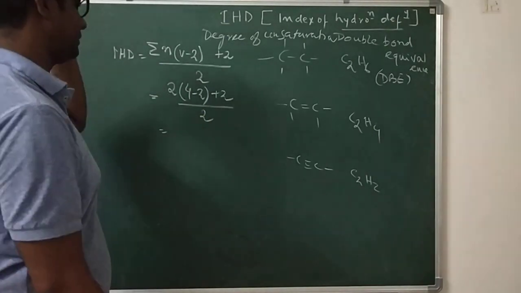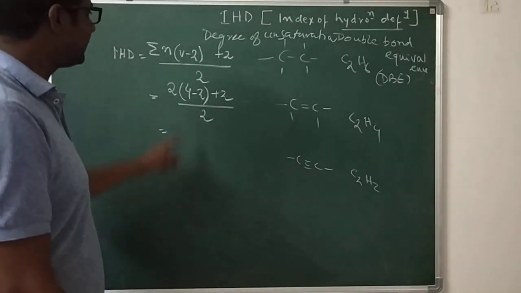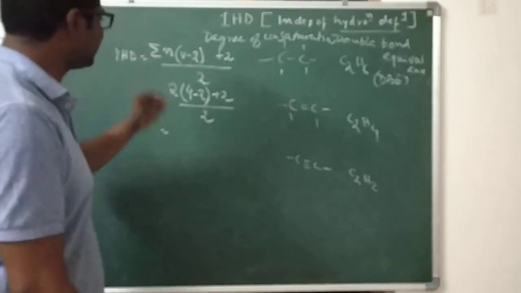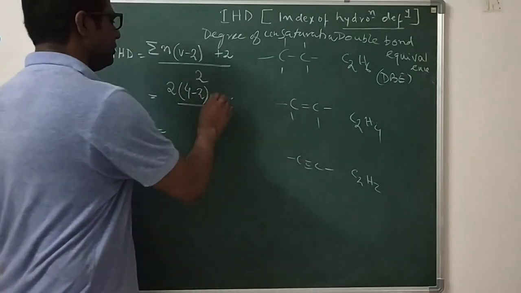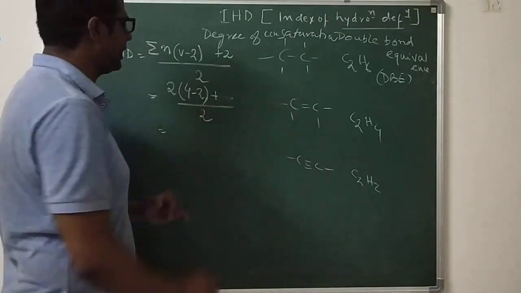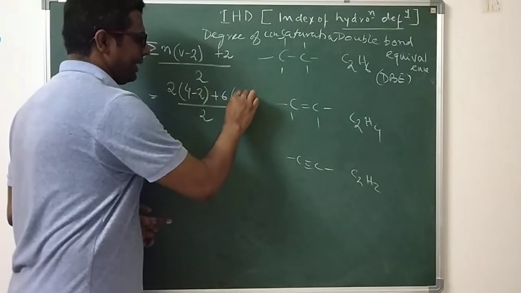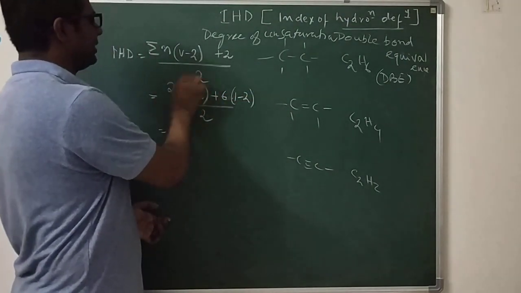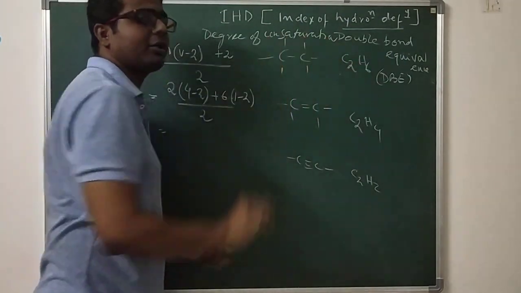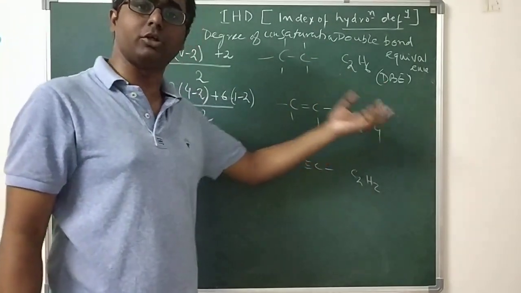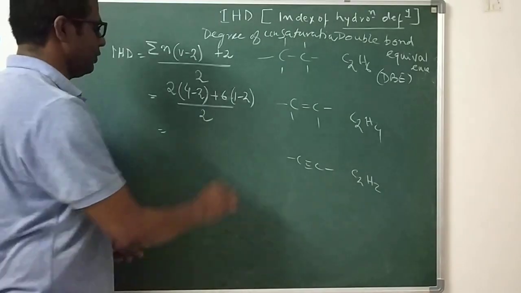So how much is it? This is only carbon that I have taken. What about hydrogen? There is a summation sign, right? So you have to take hydrogen also. Plus, how many hydrogens are there? 6. Hydrogen valency is 1, minus 2. Now this completes the total summation. You have to take each and every element of the compound. If there is oxygen, you have to take that. If there is chlorine, you have to take that also. So this is the universal formula.